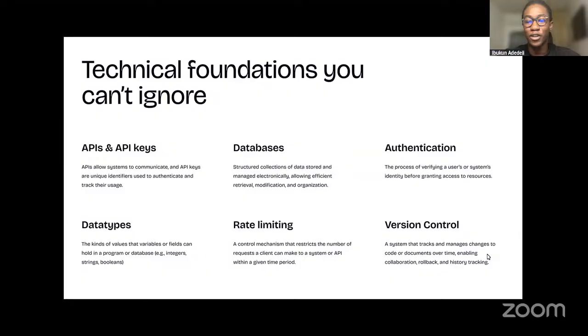Then the last one is version control. Version control is super important. It is how you manage the changes in your code and your documents so that you can collaborate effectively. You're able to roll back if something is not working, and you're also able to track the historical improvement of your application. So these are technical foundations you can't ignore. You would always get to see these things pop up as you vibe code more.